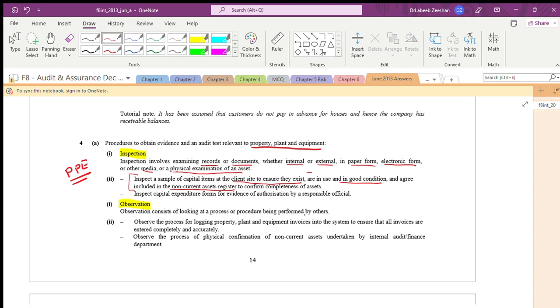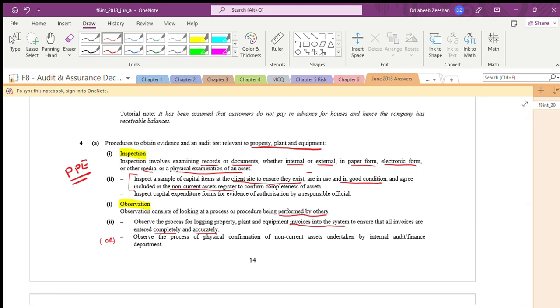Next, observation. Observing the process. Observing consists of looking at a process or procedure that is performed by others. It is as simple as that. Observe the process of logging property, plant and equipment invoices in the system, ensuring that all have been entered completely and accurately. Or, observe the process of physical confirmation of non-current assets undertaken by internal audit.